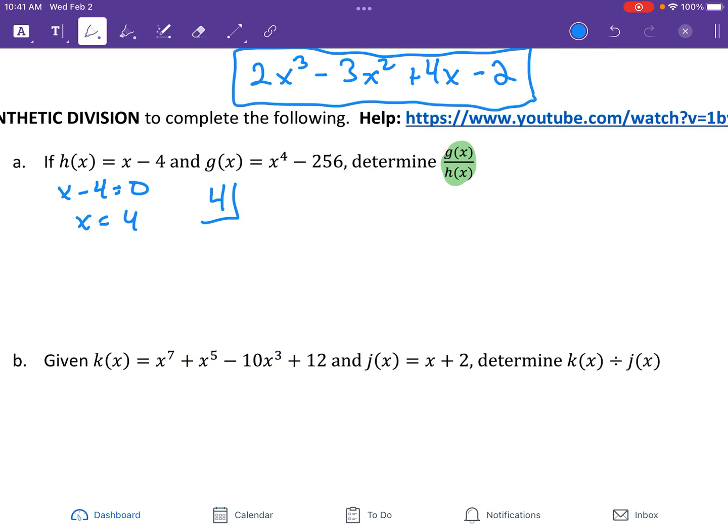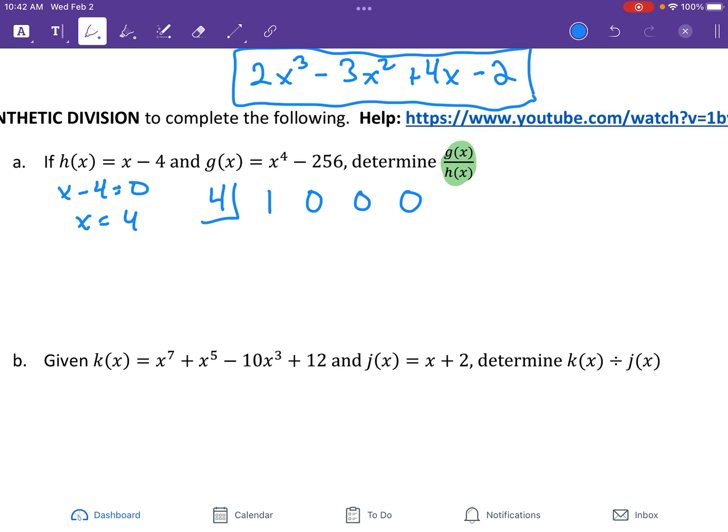Now, this type of problem is a problem where there's missing terms. You can see we have x to the 4th and then a term with no x's. But you have to account for the fact that there are other x's that exist in this problem. They just have coefficients of 0. So for x to the 4th, we have 1. For the x to the 3rd, we have 0. X squared, we have 0.